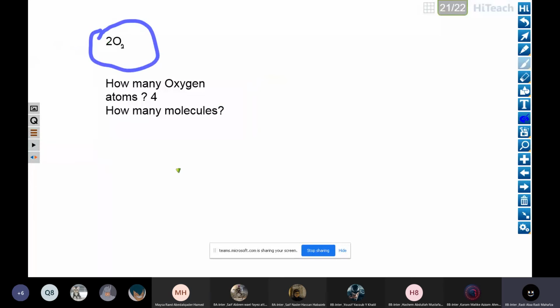We just talked about 4 oxygen atoms. Now, how many molecules? The coefficient represents the number of molecules. So how many molecules do I have here? How many?